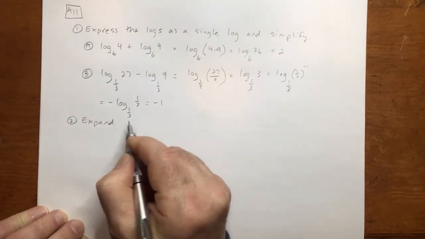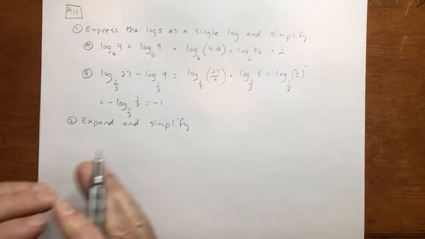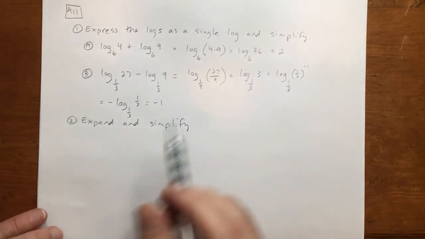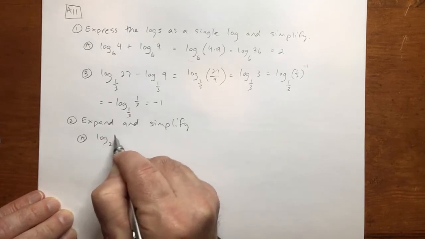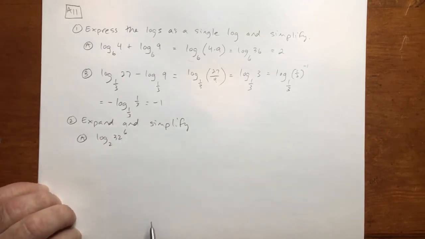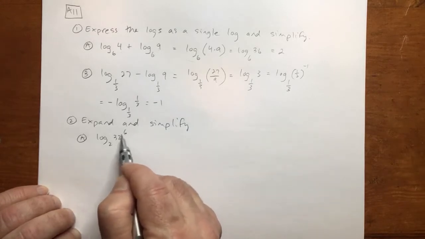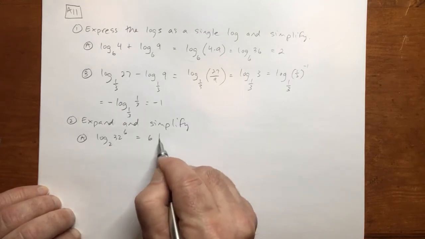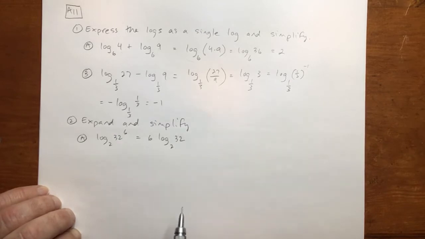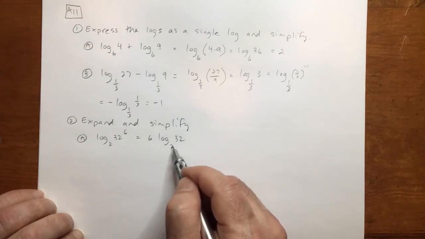We're going to expand and simplify. Okay, expand means write it out as fully as possible. And I'll show you what I mean by that. 1a. Log base 2 of 32 to the 6th. All right, so what I want to do is use the log properties kind of frontwards now. So here I see that I have this exponent that I can bring out in front as the coefficient. So we're applying the properties again. And then I'm going to try to simplify this if I can.